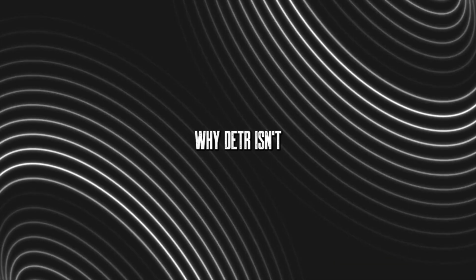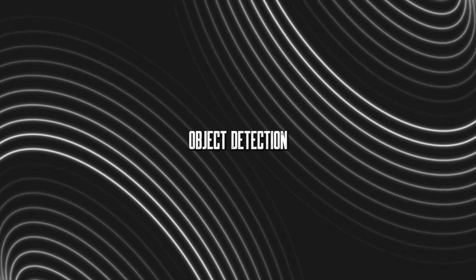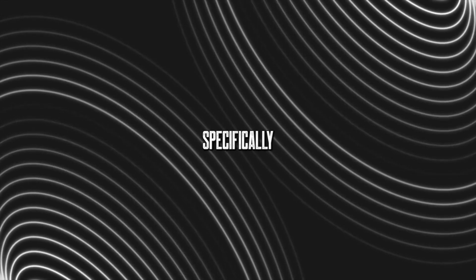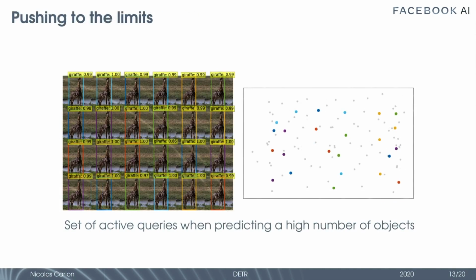The reason why DETR isn't so effective at this task is down to the lack of training data for 3D object detection specifically. Meanwhile, it works perfectly fine for 2D object detection. Creating or acquiring data to be used for 3D object detection training could result in significant costs.